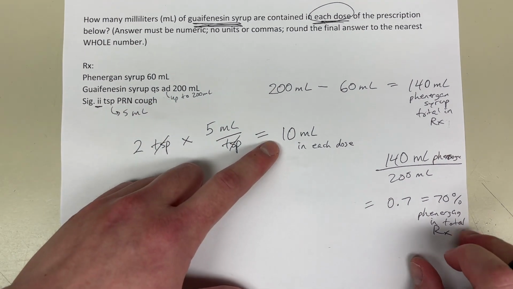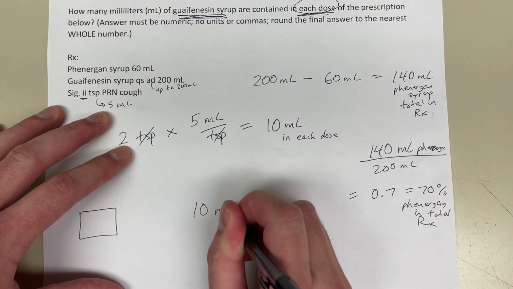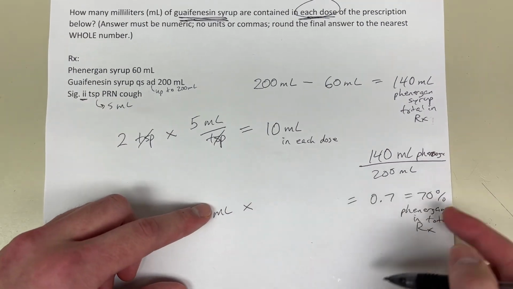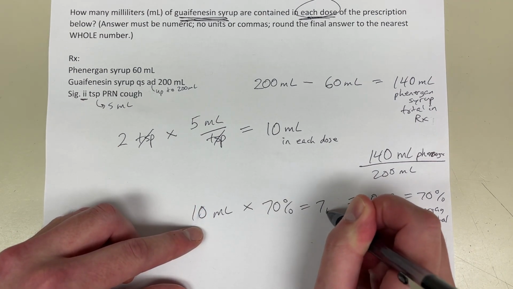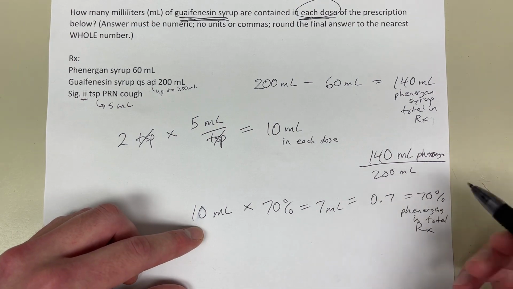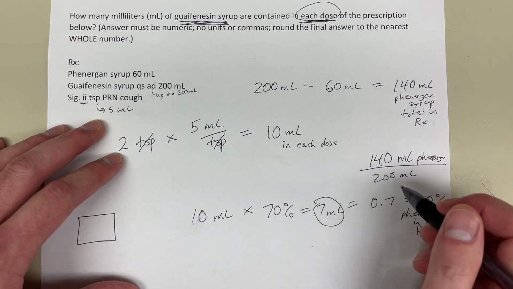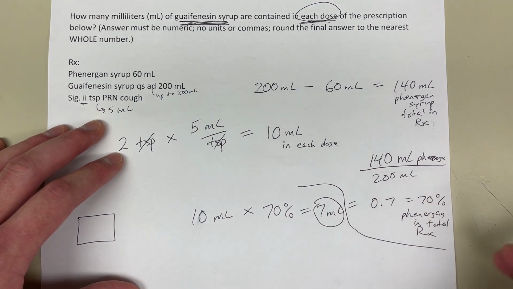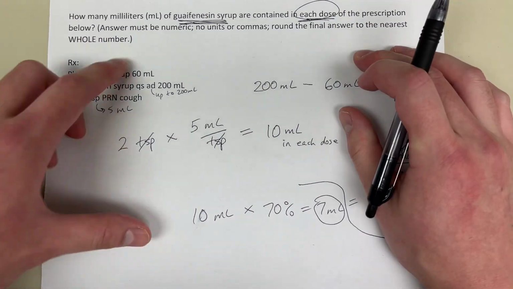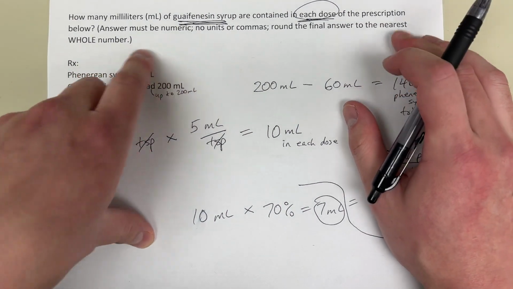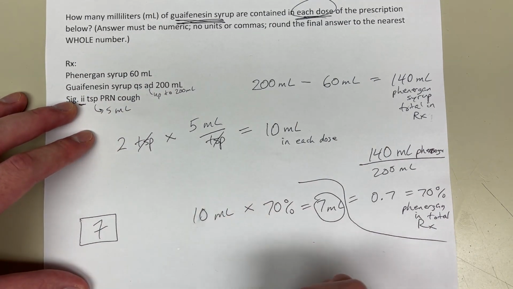So I'm going to take the milliliters in each dose, and multiply that by the percentage of Guaifenesin in each dose, which is 70%. So that equals 7 milliliters. 7 milliliters is your answer. And since the answer must be numeric, with no commas, rounded to the nearest whole number, 7 is the answer. You fill in the blank in the computer.